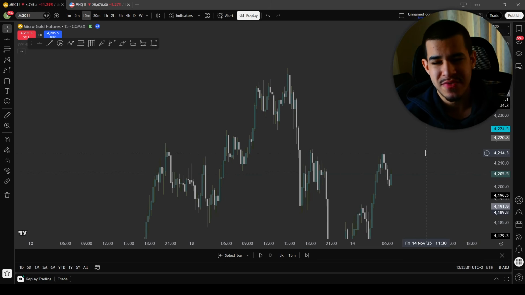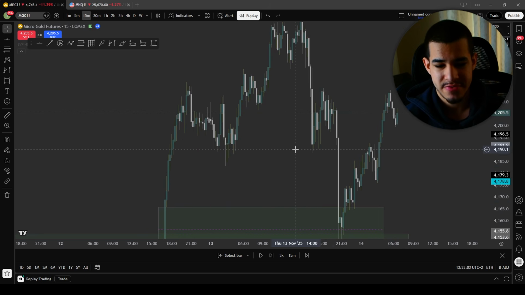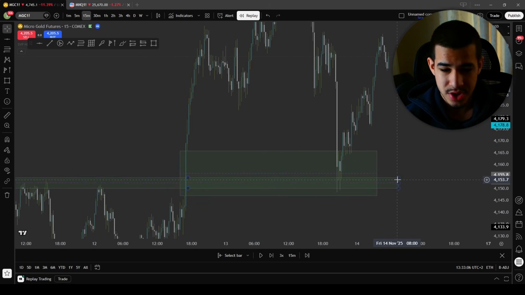First of all, why do I even use liquidity? Why can't I just trade fair value gaps? Well, you must already know as a trader that liquidity is one of the most important concepts.